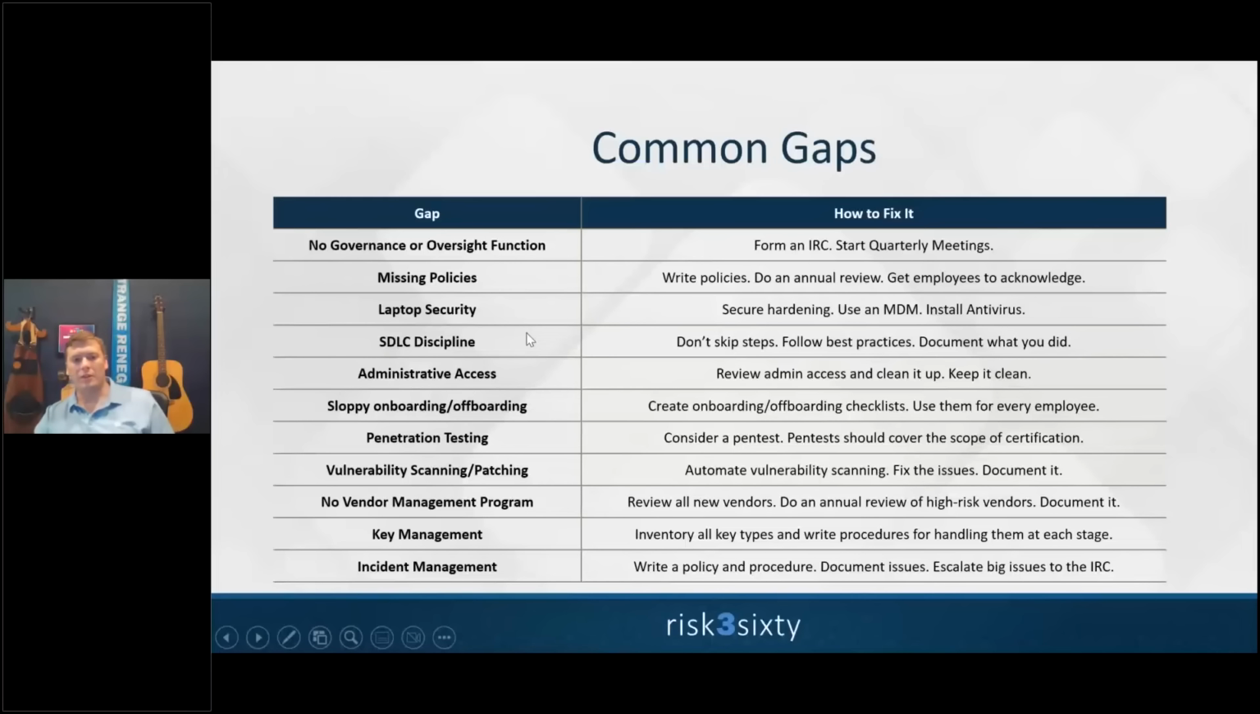The next one is missing policies. Again, a lot of times we're doing things in practice, we've just not taken the time to write it down. So sit down, write your formal policies, do annual reviews, and make sure that employees are acknowledging those. You want to finish the drill there by pushing those policies out to the organization and making sure that people are checking a box of some kind, or acknowledging that they've seen those policies.